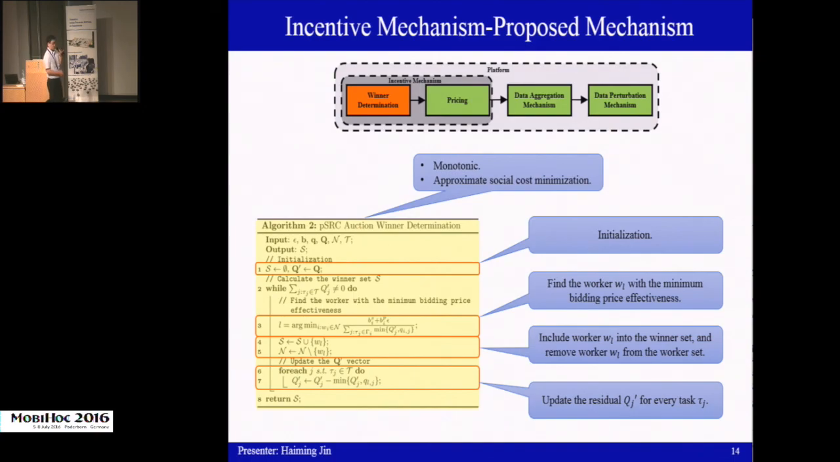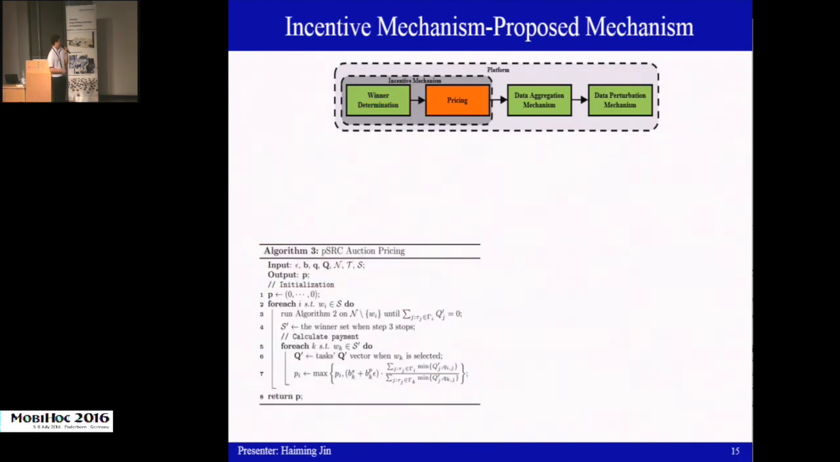So the first takeaway message of this algorithm is that it is monotonic, which means that if a worker wins this auction by bidding a specific set of tasks and a specific bidding price, this worker will also win the auction by bidding a larger set and a smaller price. The second takeaway message about this algorithm is that it actually approximately minimizes social cost.